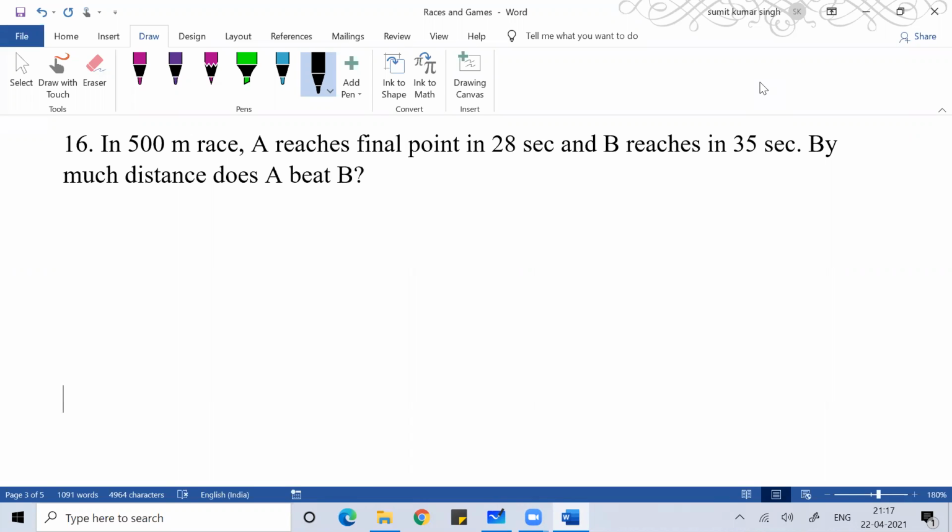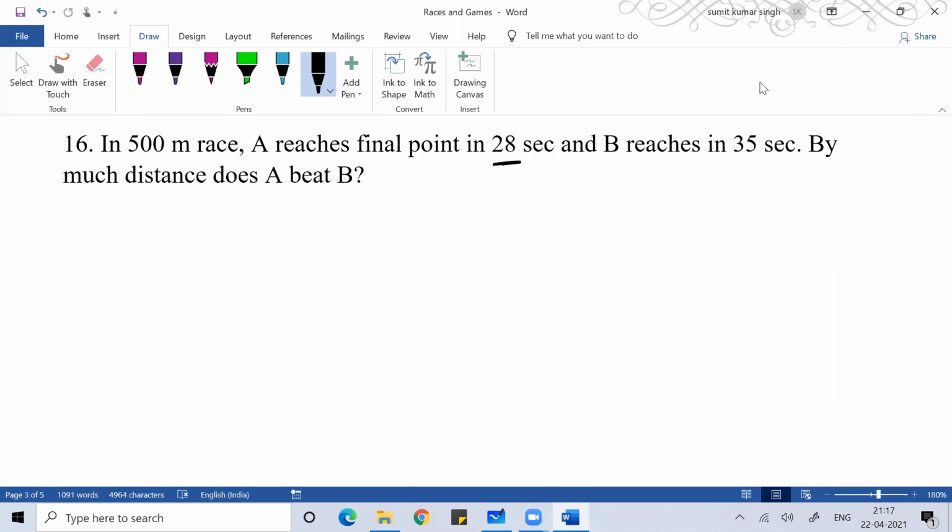Now see this question number 15. In a 500-meter race, A reaches the final point in 28 seconds and B reaches in 35 seconds. By how much distance does A beat B? So you can understand that A reached the final point in 28 seconds only, and B is going to reach in 35 seconds.